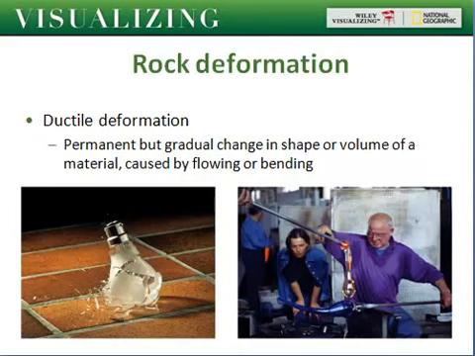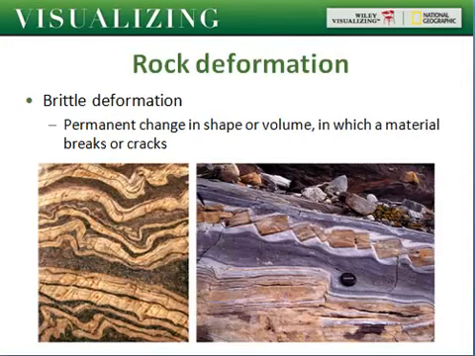A 3rd type of response to stress is a brittle response. And brittle deformation causes a permanent change in the shape or volume because the material itself breaks or cracks. Under an applied stress, the rock fractures or breaks. This can occur at low temperatures and pressures, but with high stresses, or with quick high stress applied. This means that the rocks are quite brittle and breakable.